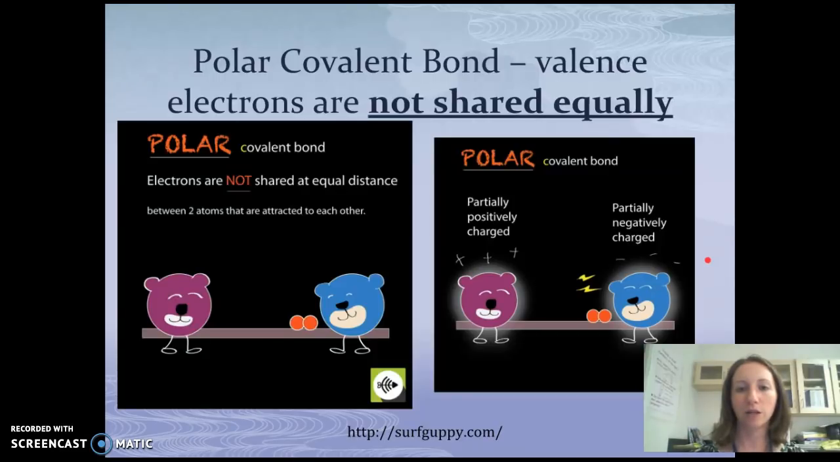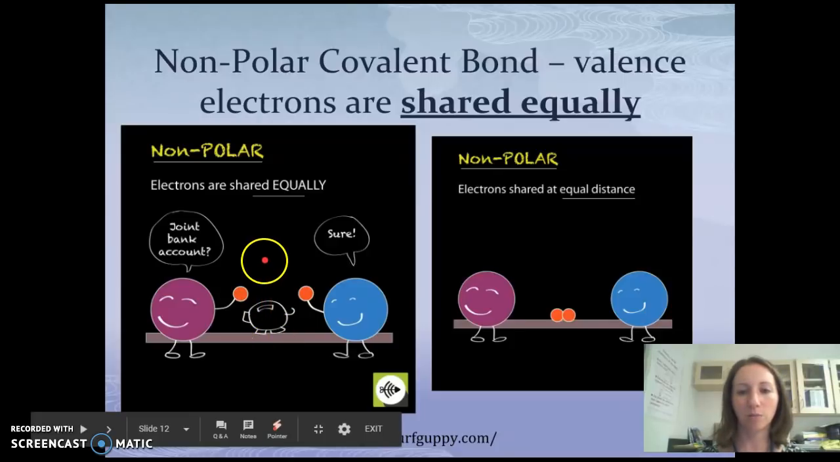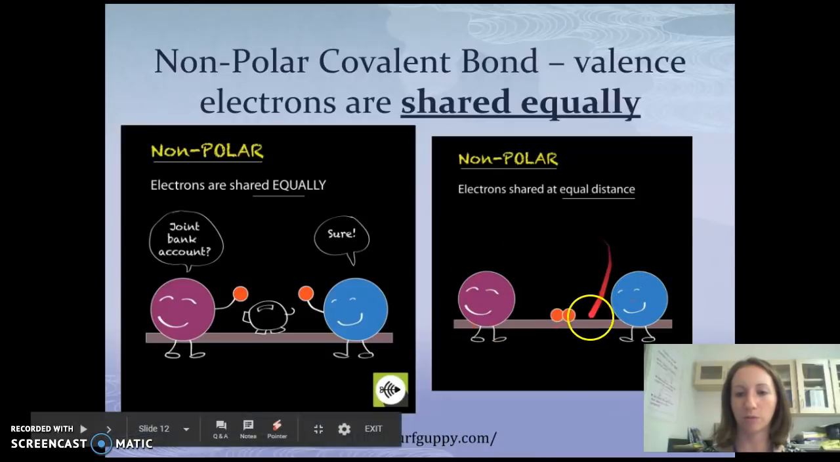All right, the other type of covalent bond we call a nonpolar covalent bond. So if they're not polar bears, they share equally, right? And the electrons just end up sitting right in the middle. They're an equal distance, so there's really no difference in charges here. Absolutely none. They just share equally.